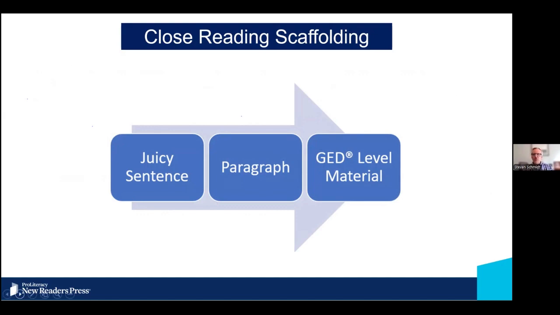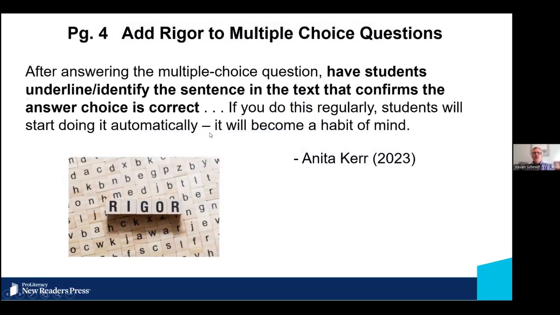So students build those skills at the lower level. They'll own them as they move to the more challenging level material. And as we see a lot in text, we get multiple choice questions, and multiple choice questions are a way that we can do the same thing that we were doing just now.